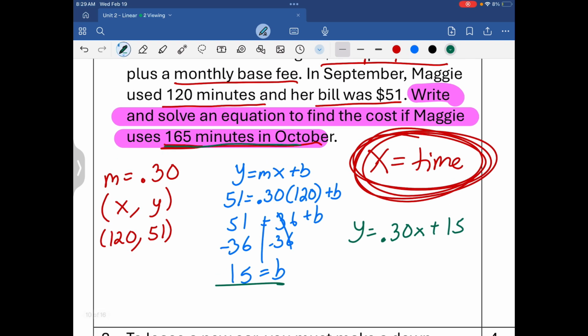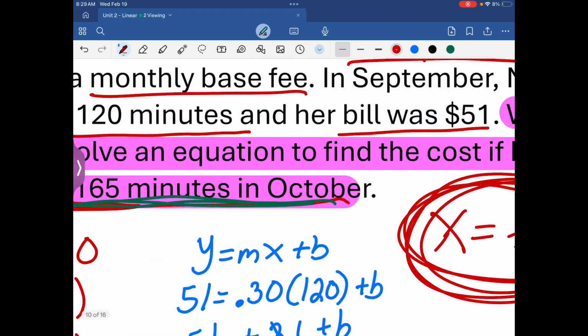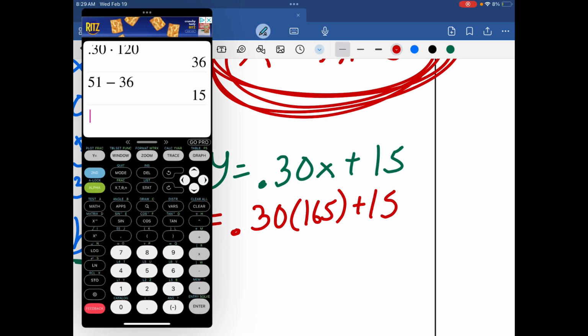The question says, write and solve a linear equation to find the cost if Maggie used 165 minutes in October. 165 minutes, that's going to be my x. So I'm going to take our formula right here and plug in that, what is it, 165? Yep, 165 into x. And we're going to add 15. And then we can just literally put all of that in the calculator. So 0.3 times 165 plus 15.